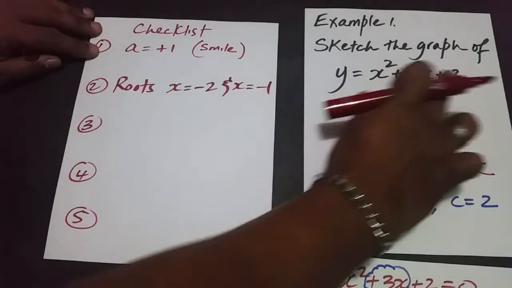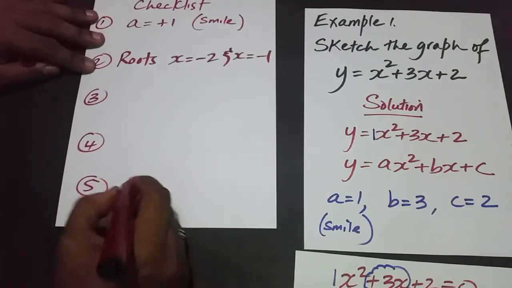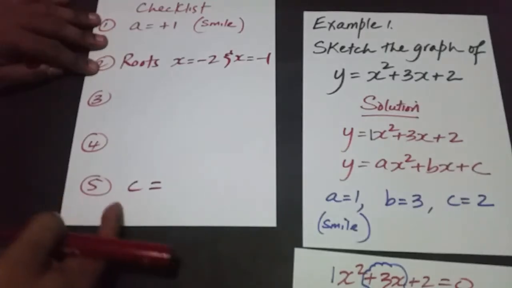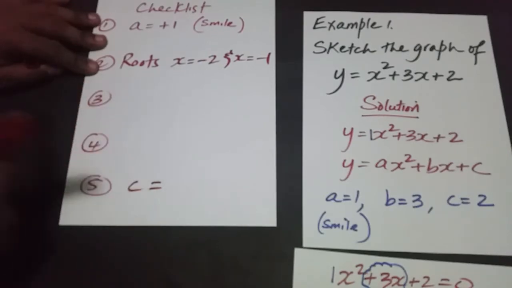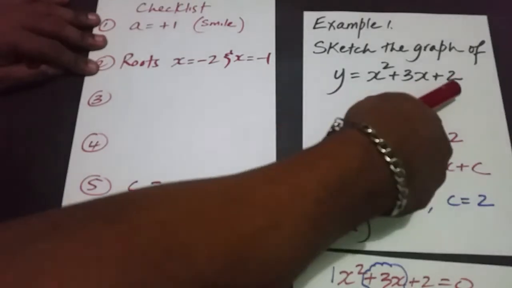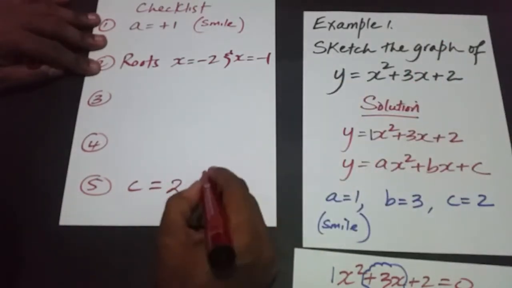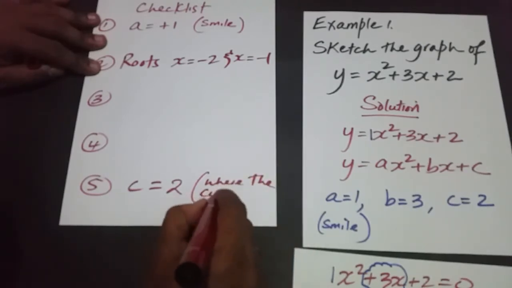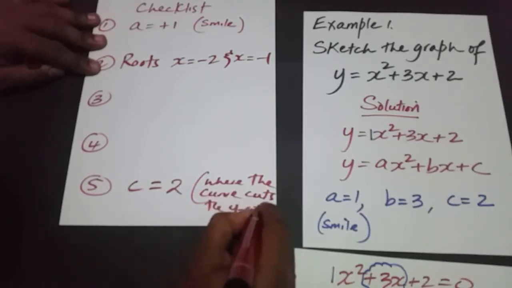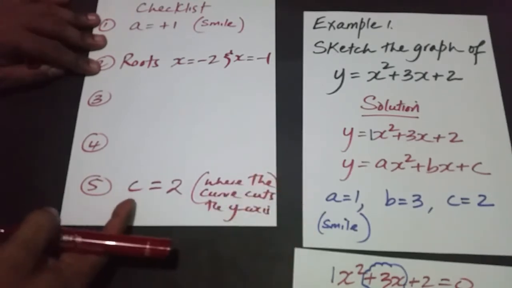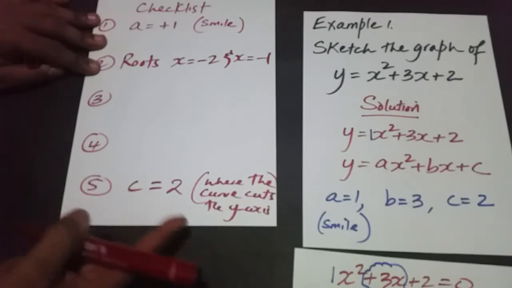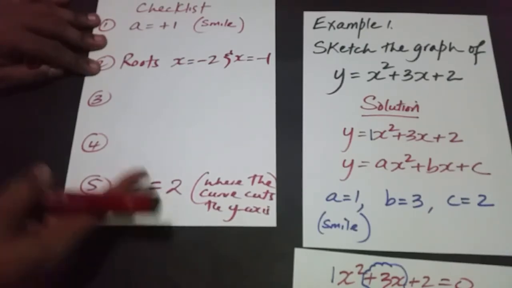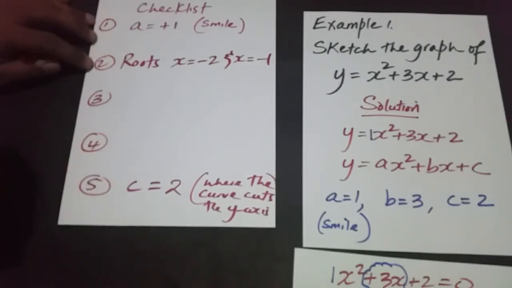Now, looking at this here, I can easily determine what C is. So I can put that there. C is normally the last thing that we need to look at, but it doesn't really matter the order, but I'm giving you a recommended order to make it easier when you begin to sketch. Now, C is obviously positive 2, and this is where the curve cuts the y-axis. C is always where the curve cuts the y-axis, and the curve is going to cut the y-axis at positive 2. So I now have 3 pieces of information out of the 5.